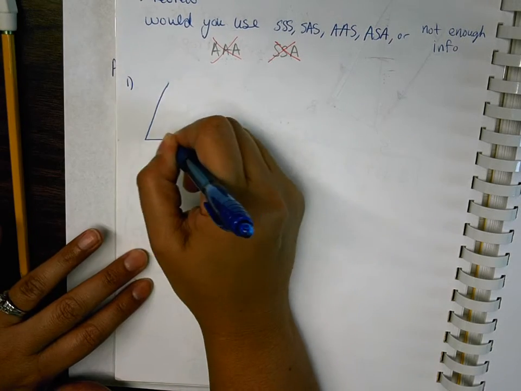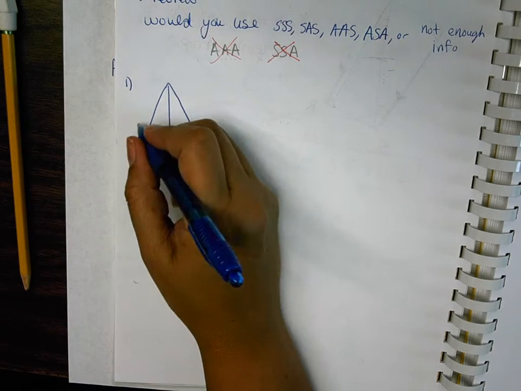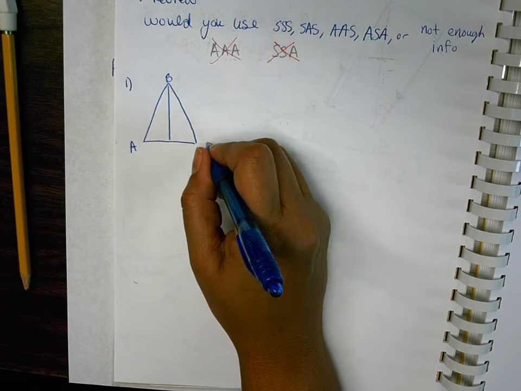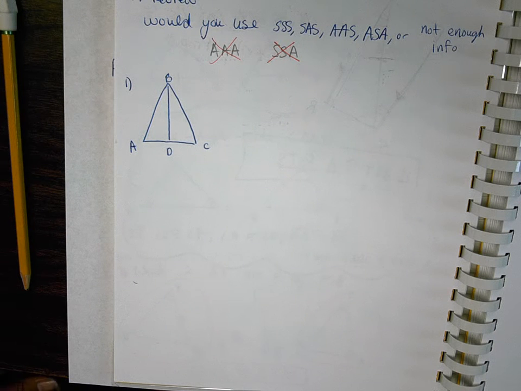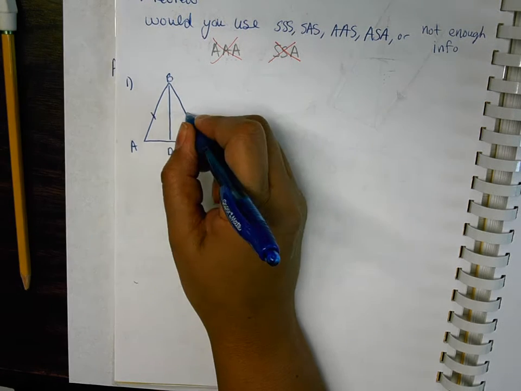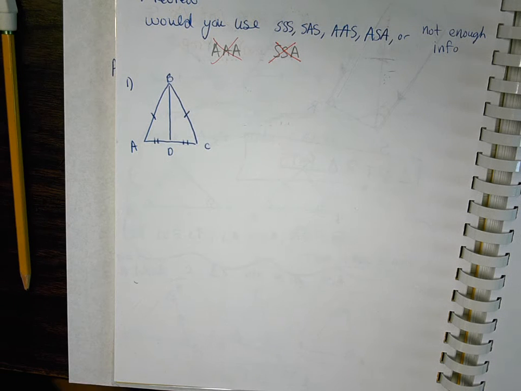I have this triangle here with this line going down the middle. I have A, B, C, D. All right, I'm going to give you that this is given, and that is given. Now, is this one where we have enough information, or do we need to put some markings in of our own? Yes. Markings in of our own.